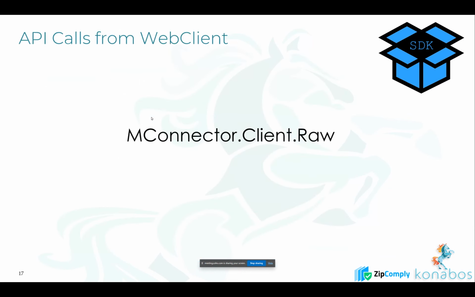One of the interesting things about the Web Client SDK is that even though the functionality is pre-built, you can also make raw API calls. By using the mconnector.client.raw, you could make plain HTTP calls out. So you could do a combination of the Web Client SDK and some API calls if that's what you choose to do.